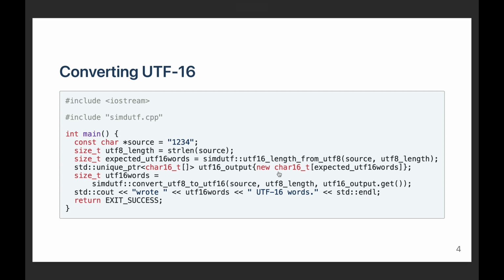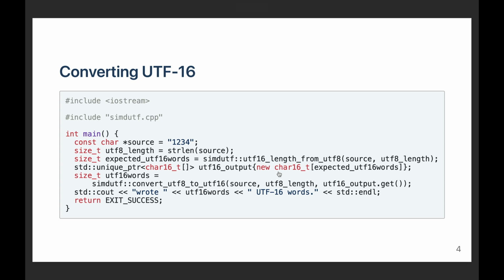So again, we take our ASCII input, we figure out its length, which is going to be 4 in this case. Then we do one scan. It's very, very fast to determine how much storage we're going to need. Then we allocate the storage. So the SIMD UTF library is as much as possible non-allocating. The user is responsible for allocating the memory, and that's by design because allocation is error prone, and very often it's best left to the user to determine how they want to manage their memory.